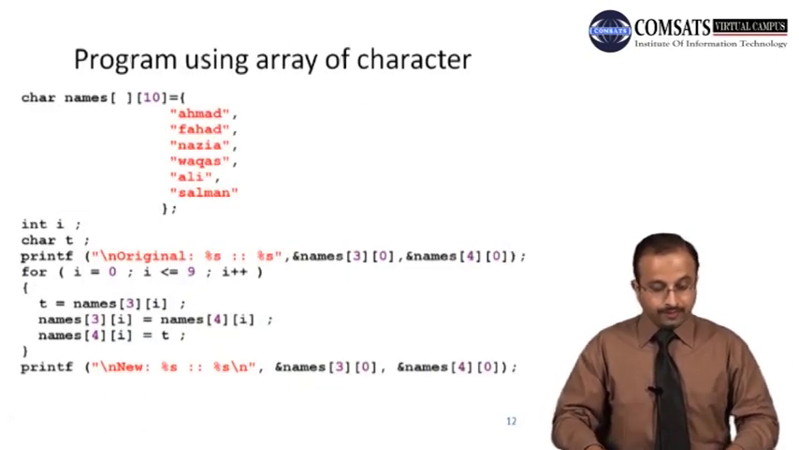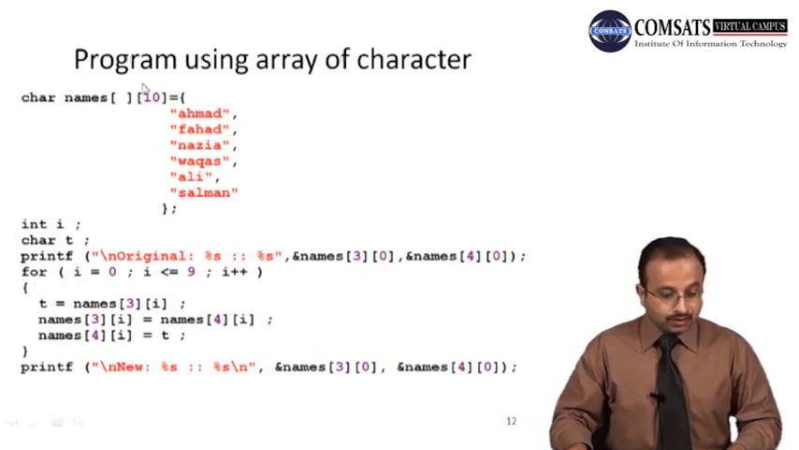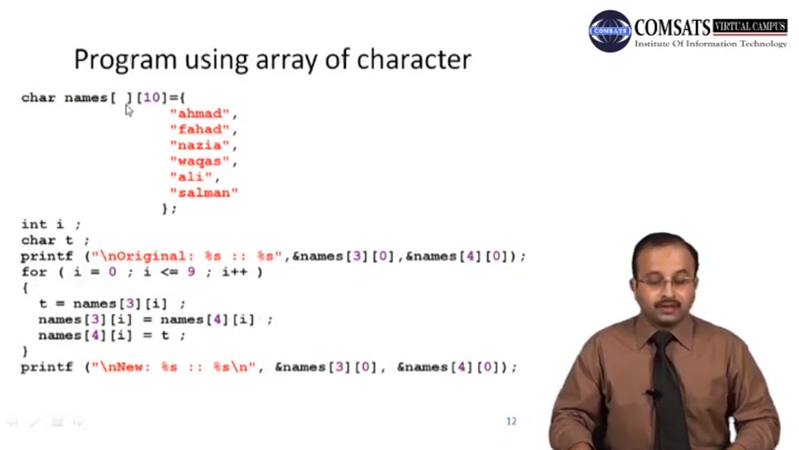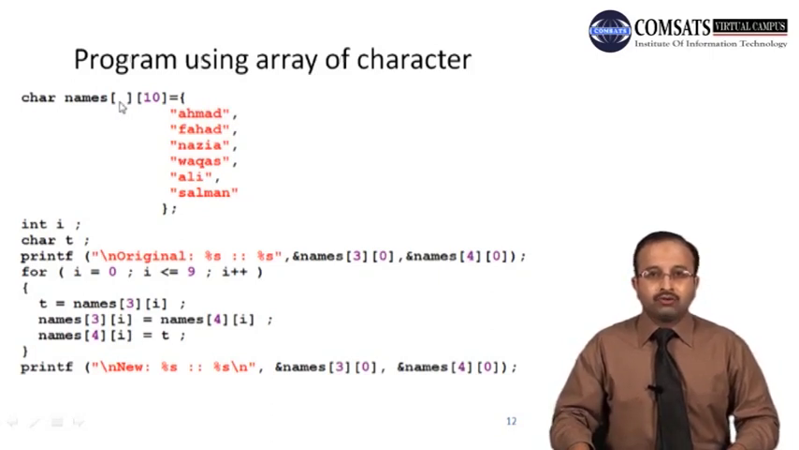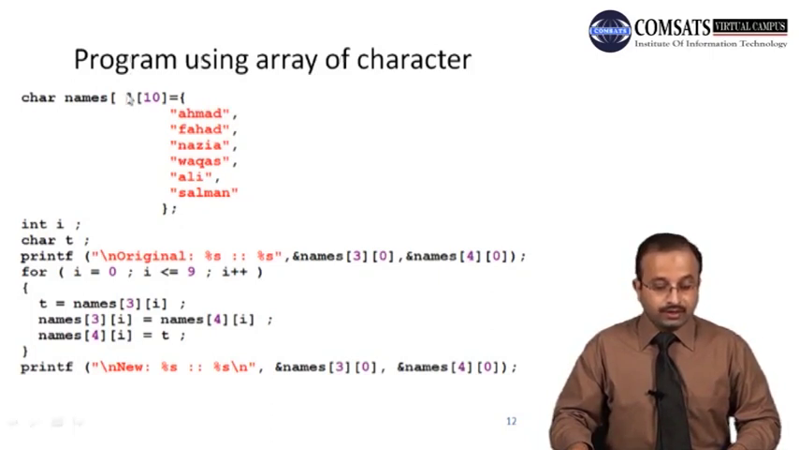This is the first program. This is what you already know, that we have a two-dimensional array of characters. So this thing is optional. If you remember, in the lecture where we saw two-dimensional arrays of integers, I told you that the number of rows is optional, but you have to tell the columns. That is compulsory, right? So the number of rows will be determined by the number of strings.